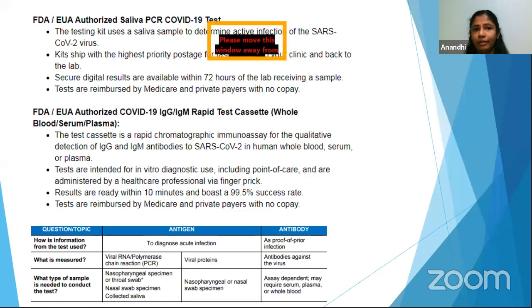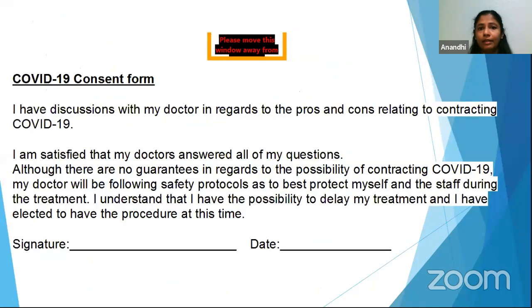So I found this IgM test with a 99% success rate. That's what it says. And within 10 minutes, you will know whether the patient, or rather my staff, since I'm planning to do it mainly for my staff and myself, is positive or negative. So we go from there, so we can work with more people in our office.